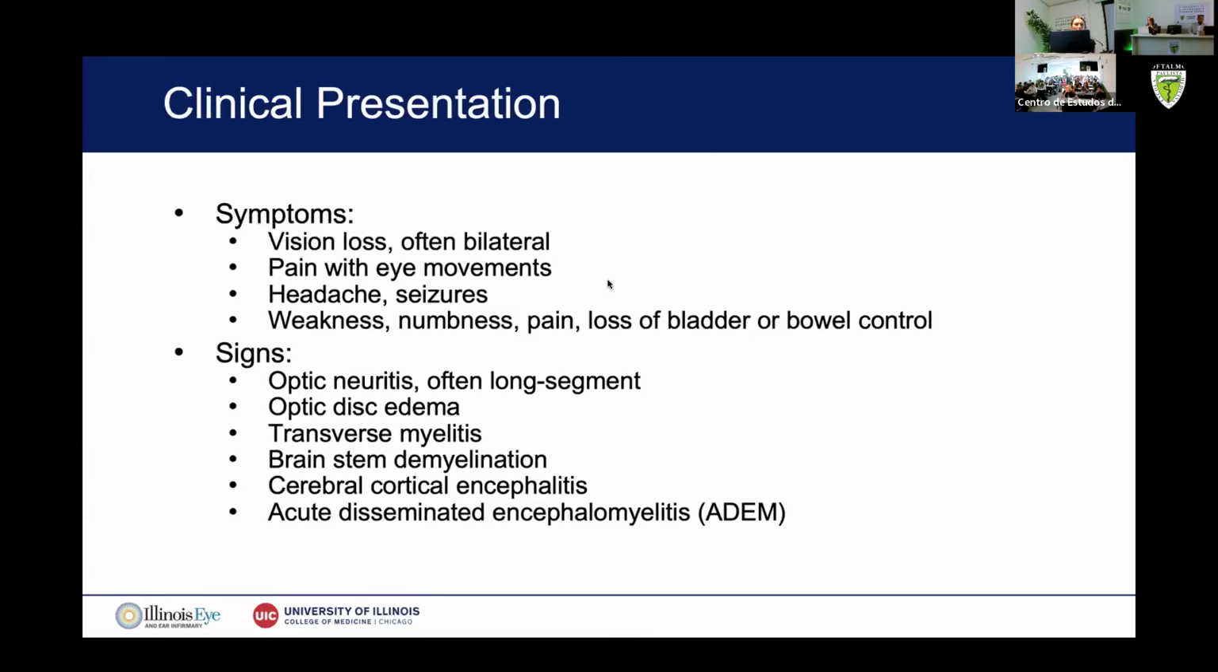Some signs more common in MOGAD include optic neuritis, often a long segment optic neuritis. Optic disc edema is common. It typically affects more of the anterior nerve segment. So unlike in MS, where 60% won't have disc edema, it's higher in the MOGAD group. Other features include transverse myelitis, brainstem demyelination, cerebral cortical encephalitis, and then ADEM, as mentioned, more common in kids.